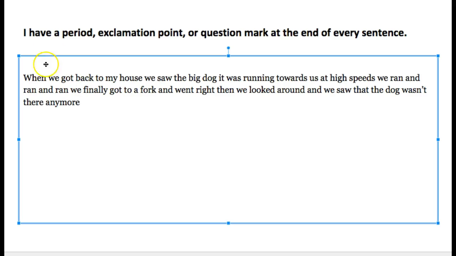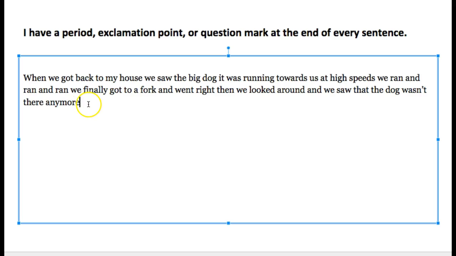So let's read the story to see what it sounds like with no end punctuation. Here we go. When we got back to my house, we saw the big dog. It was running towards us at high speeds. We ran and ran and ran. We finally got to a fork and went right. And we looked around and we just saw that the dog wasn't there anymore.